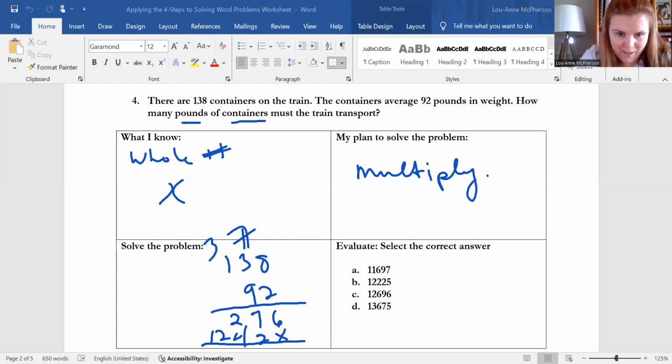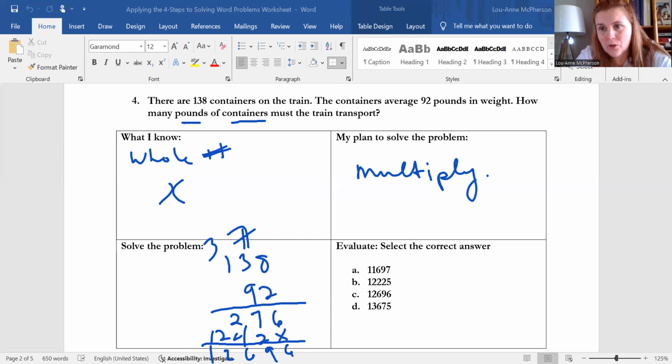See if I can do it here. I don't know how much room I have left. Let's see. Okay, so 6 and nothing is 6. 7 and 2 is 9. 2 and 4 is 6. And then we've got 12 and 1. So 12,696 is our answer. Go ahead and move over to the last step, which is to evaluate.